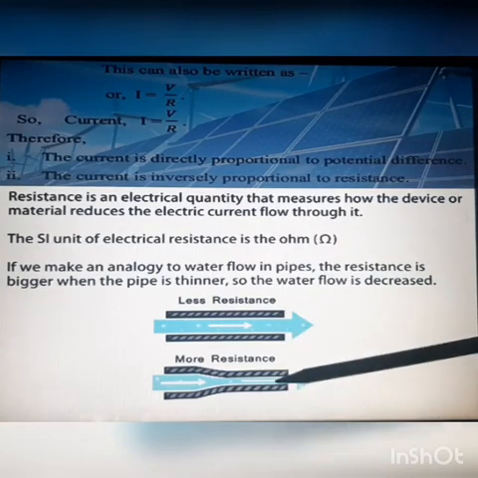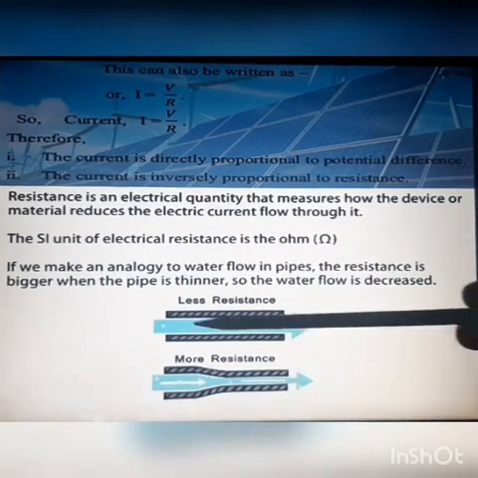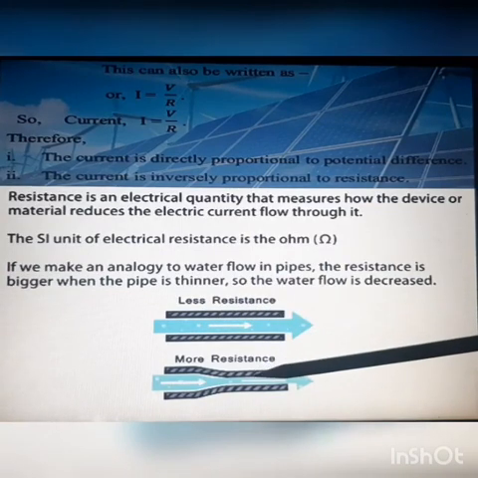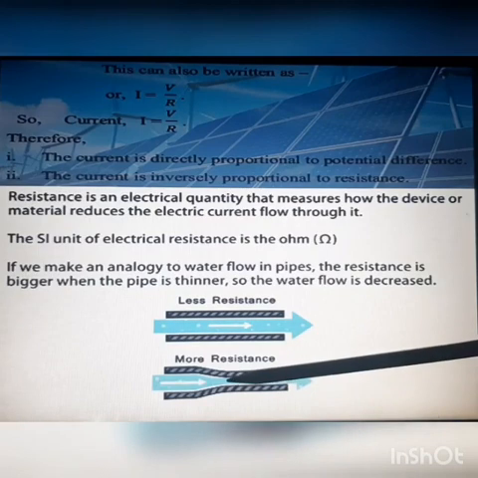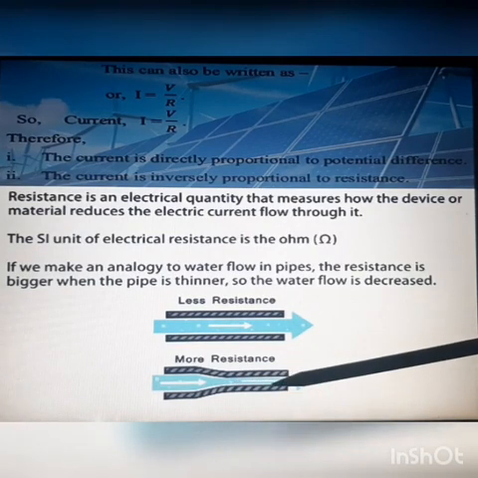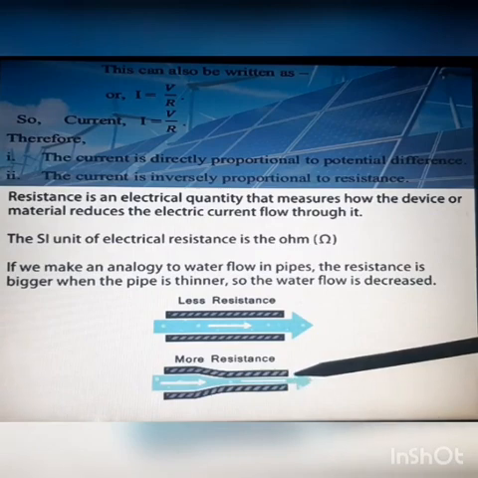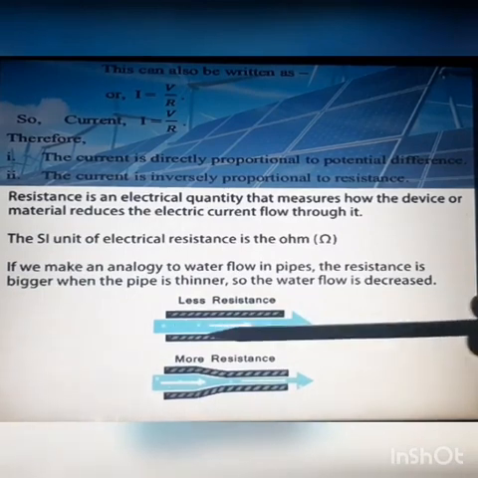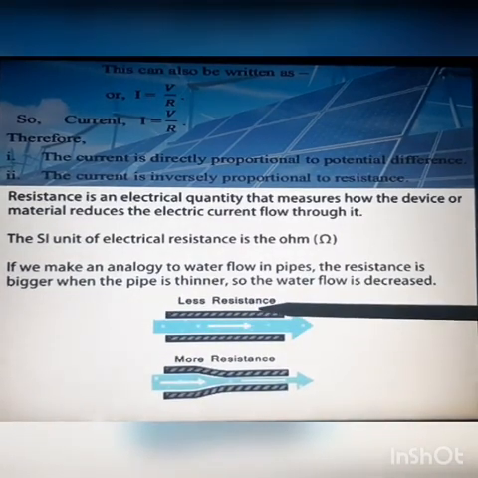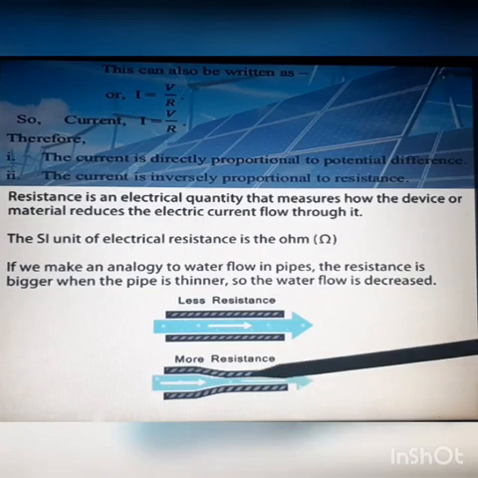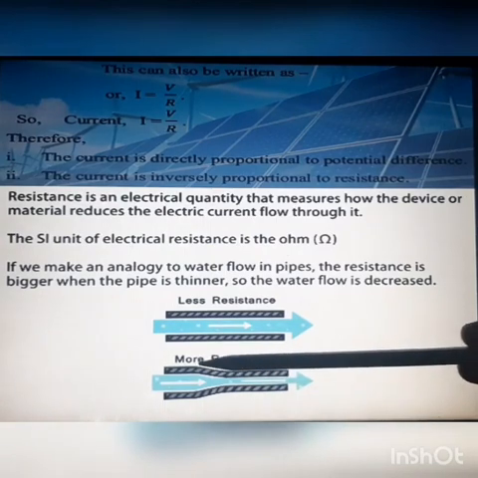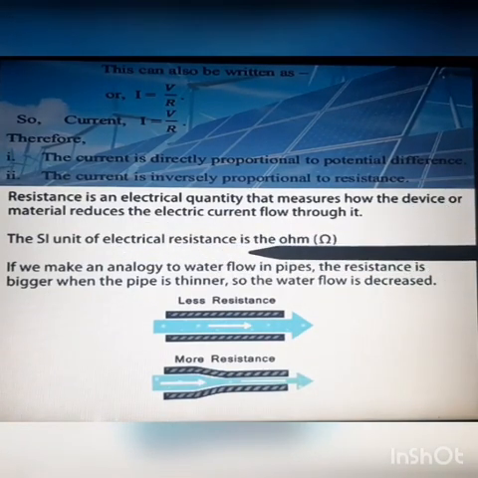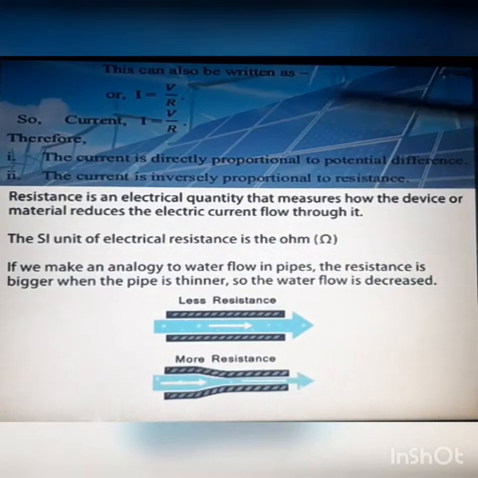Let us go to these two diagrams. This shows a straight pipe through which water is flowing. It provides less resistance, but if it becomes narrow, then it will provide more resistance to the flow of water. From here, we can get the idea of resistance. That means this is a free flowing line which provides less resistance, and this is a narrower line which provides more resistance. The SI unit of electrical resistance is ohm.